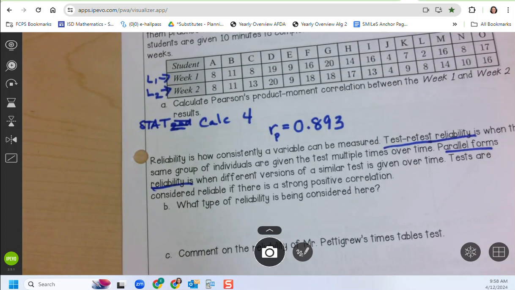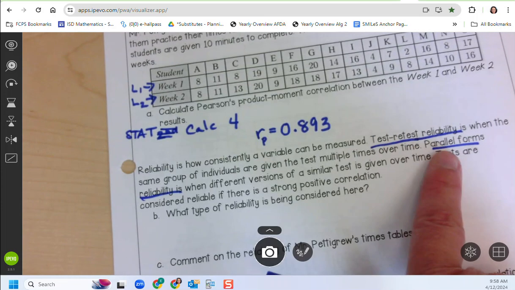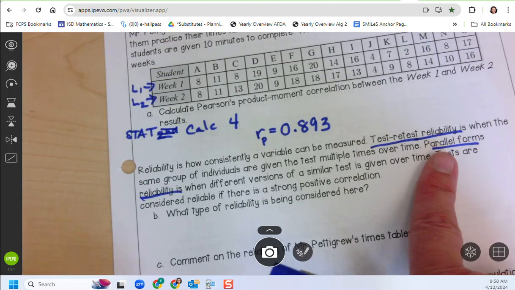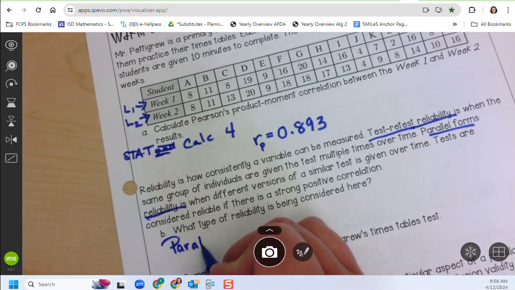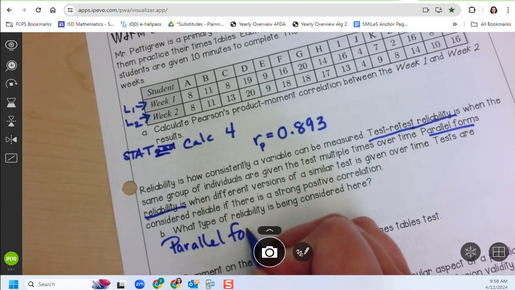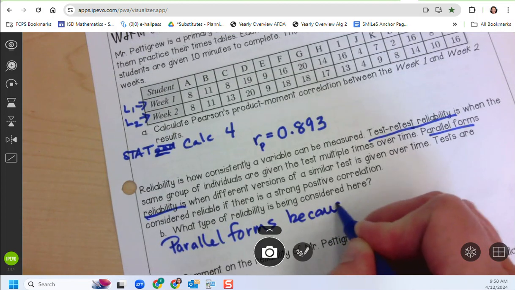And they are considered reliable when there's a strong positive correlation. So what type of reliability is being considered here? Is this retest reliability or parallel forms reliability? What do you think? Parallel forms. Parallel forms, right? Because when you randomly choose these questions, you're going to get different ones each time. All right? So it's parallel forms, because different questions each time.